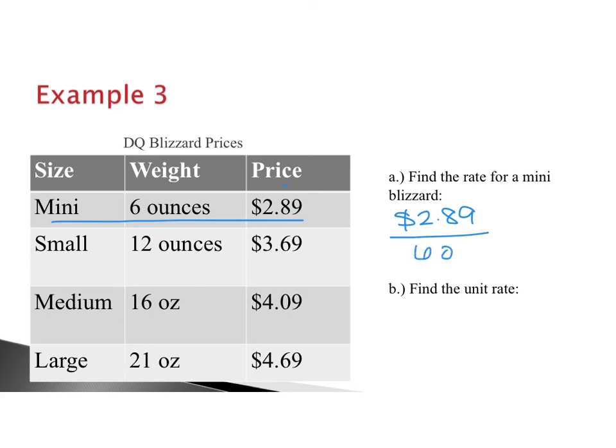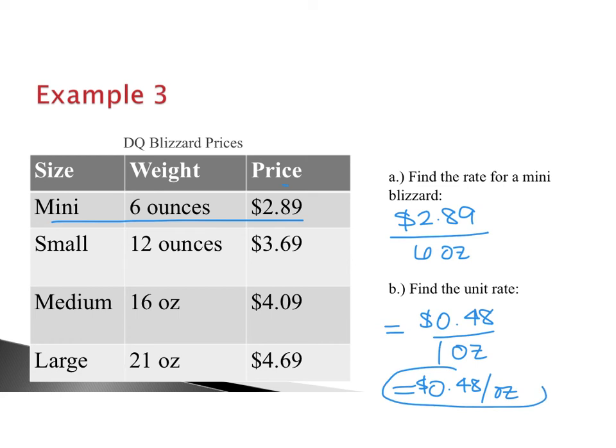per 6 ounces. Now if I want to do the unit rate, I'm actually going to have to divide that 2.89 by 6. And when I do that, I get 0.48, or 48 cents per 1 ounce. And you could just write it as $0.48 per ounce if you want, or you can put the 1 down there if you'd like as well.